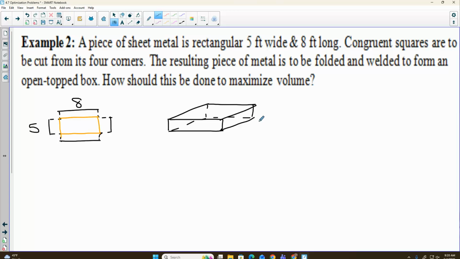Are you okay with that? We don't know how big these squares were, but we know they're squares, so the sides are the same. So essentially, we could call them x by x. All right, so this length was 5, but I cut x off this end and x off this end. So now how long is it? Good. This was 8, but I took x off this end and x off this end. So now how long is it?